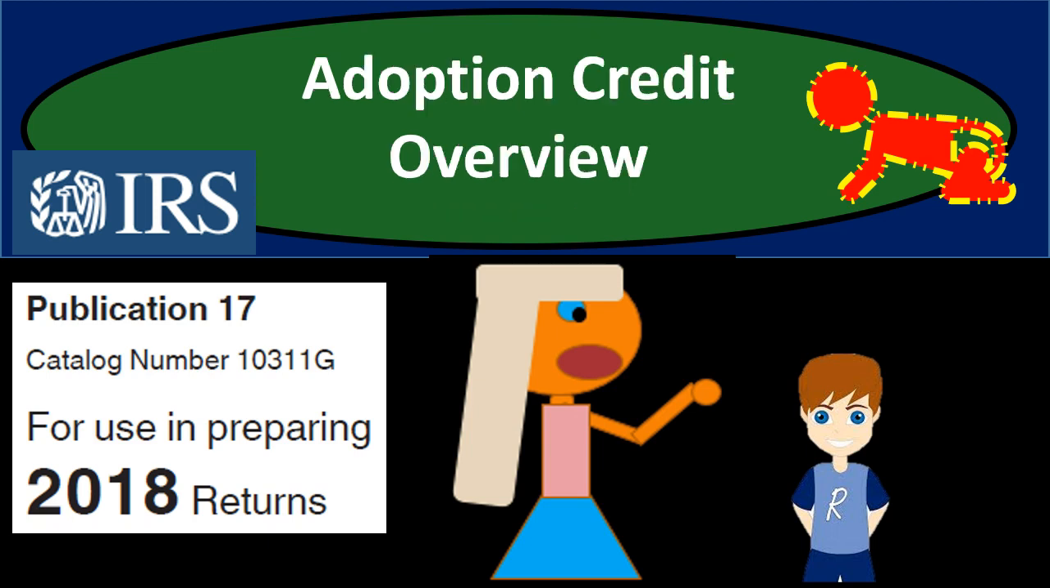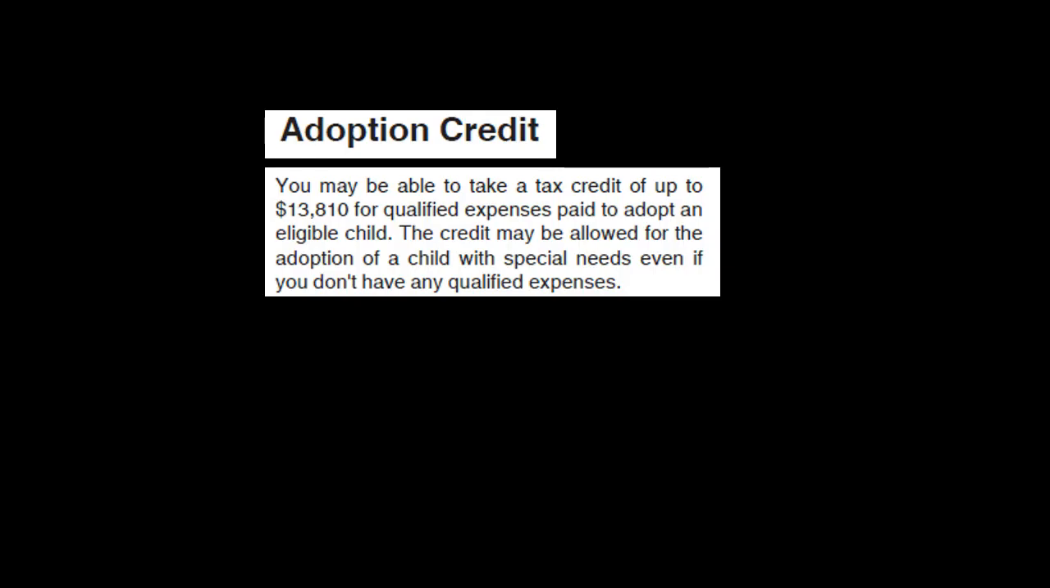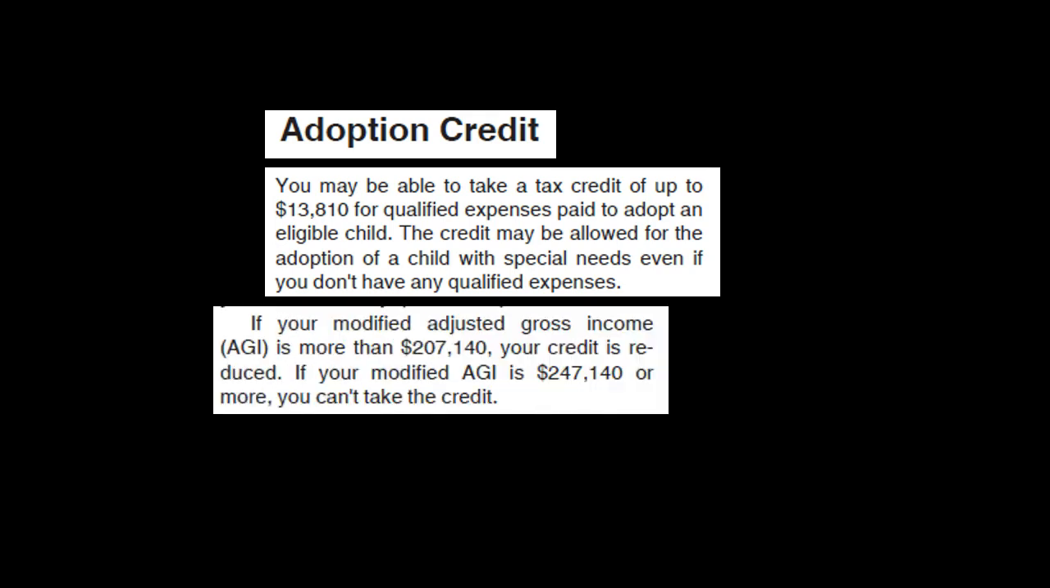In this presentation, we will take a look at the adoption credit. This information can be found in publication 17. Adoption credit. You may be able to take a tax credit up to $13,810 for qualified expenses paid to adopt an eligible child. The credit may be allowed for the adoption of a child with special needs even if you don't have any qualified expenses.